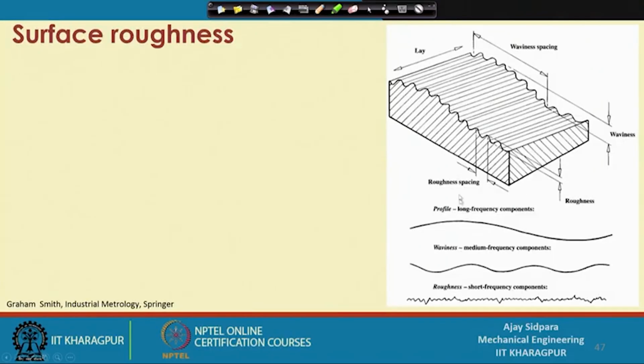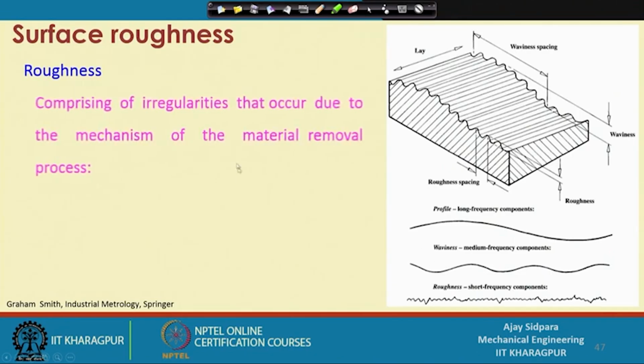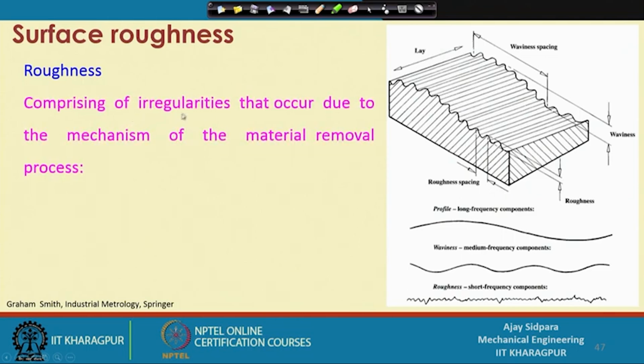So, this is the surface roughness profile which we have seen in the last class, and we have seen that it has three components. One is the profile component, which has a very long wavelength, waviness is something which is medium frequency, and the roughness is a very short wavelength component, right. So, let us see all the things. The first one is the roughness. How does the roughness comprise the irregularities that occur due to the mechanism of material removal of the process?